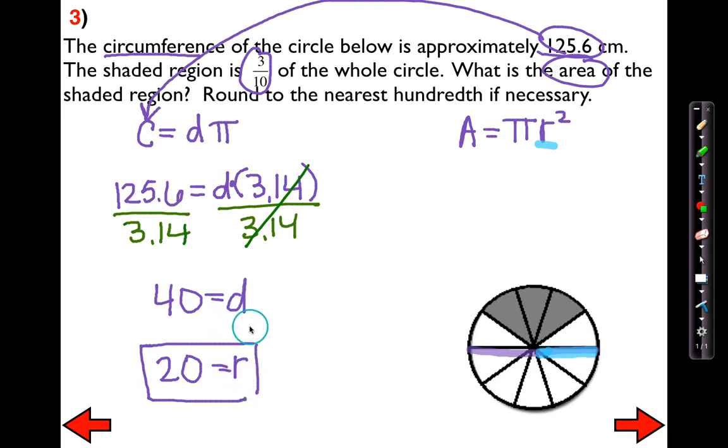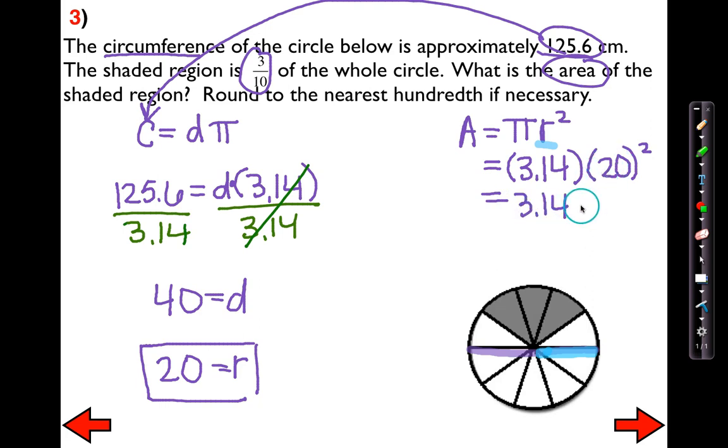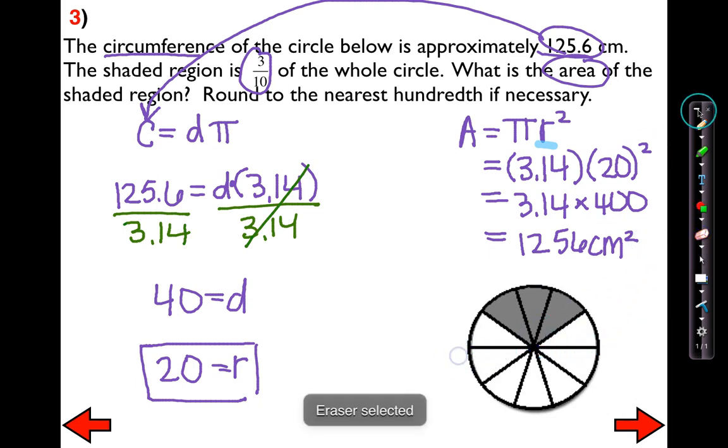So now that I have the radius, I can go ahead and find the area of the entire circle. So let's do that. We're going to go ahead and put pi, and let's replace pi with 3.14 right now. I am going to replace the radius with 20, and we're going to square that. So we're going to leave 3.14, and then we're going to simplify 20 squared as 400. If you multiply this out, you will end up with 1,256 centimeters squared. Now, that's great, but I'm not done.